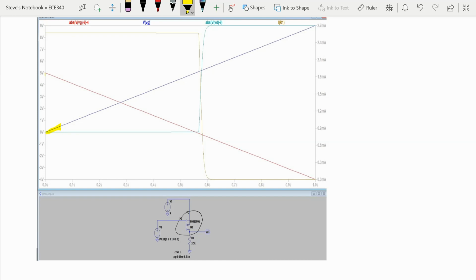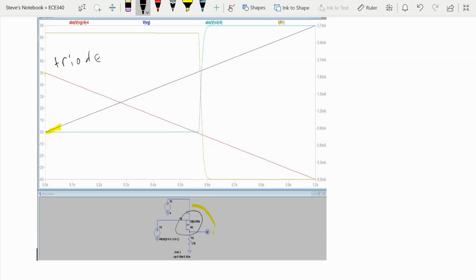Now, when we conduct a lot of current, you can see that our drain to source from here to here is going to be really large. This one right here is our drain to source voltage. What we see here is that our gate to source voltage minus our threshold is way larger than our drain to source voltage.